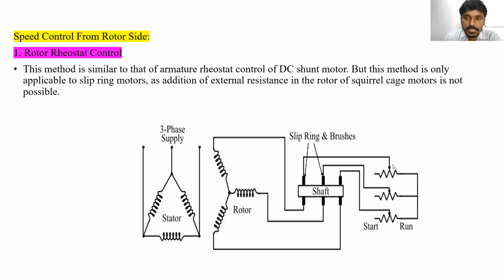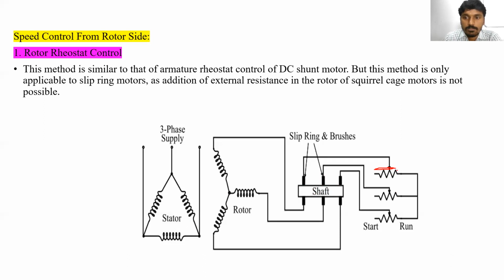By varying this resistance, the voltage will vary. If the voltage varies, it will affect the rotor EMF. If the rotor EMF is varied or controlled, obviously it will affect the rotor torque. If the rotor torque is controlled, the speed is also controlled. This is one method to control the speed of the induction motor. Now, is it clear to all of you? Up to this point is clear?